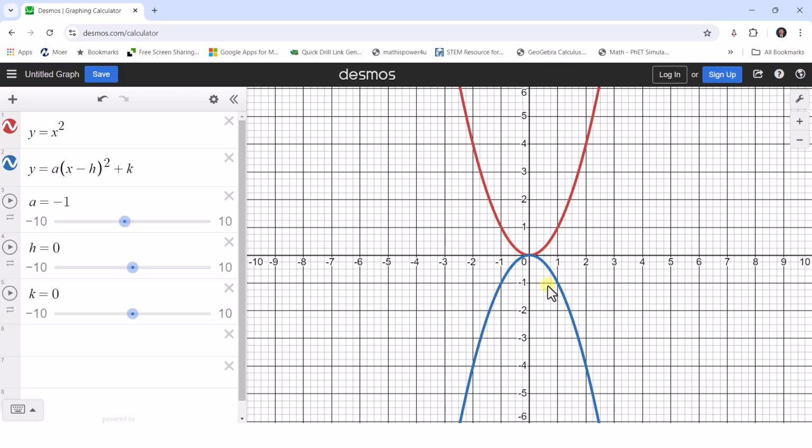Notice this is the graph of the basic parabola in red reflected across the x-axis. So when a is negative and the absolute value of a is greater than 1, the graph opens down and is vertically stretched and becomes more narrow, which we see here. Let's set a back to negative 1. When a is negative and the absolute value of a is between 0 and 1, the parabola opens down and is vertically compressed and becomes more wide, which we see here.